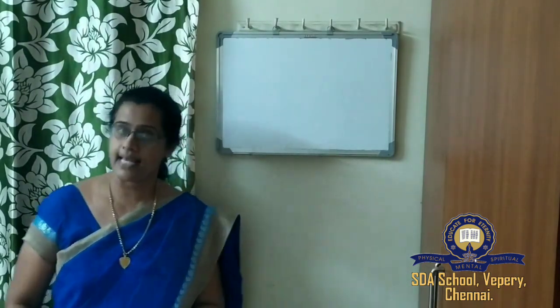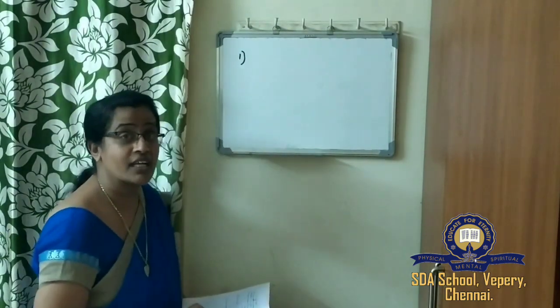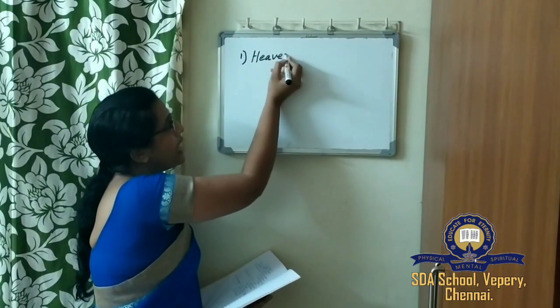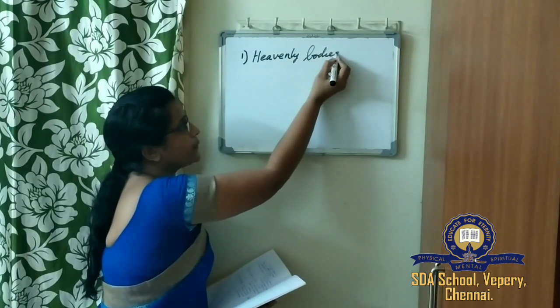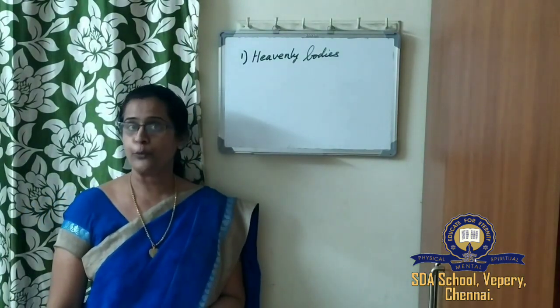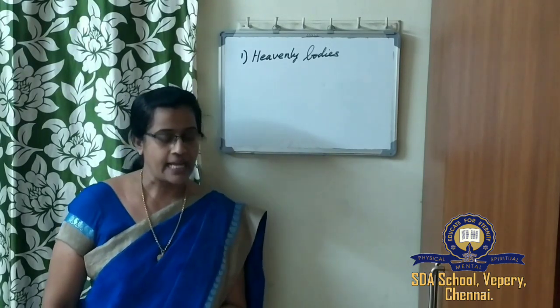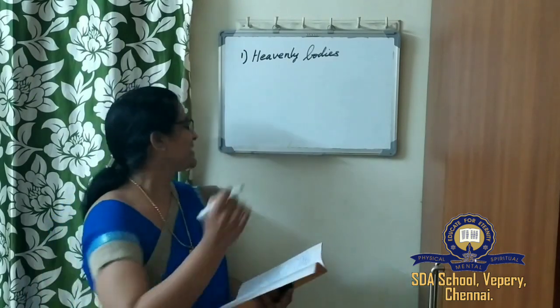Now, I'm going to teach you 3 new words connected to the lesson. First one is heavenly bodies. What are they? The sun, the moon and the stars are called heavenly bodies.